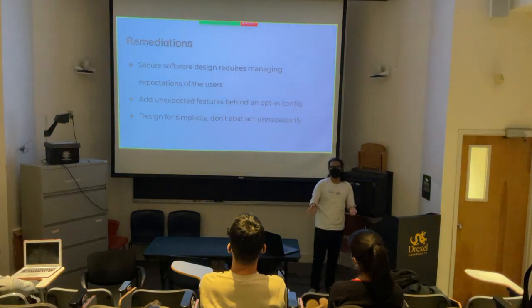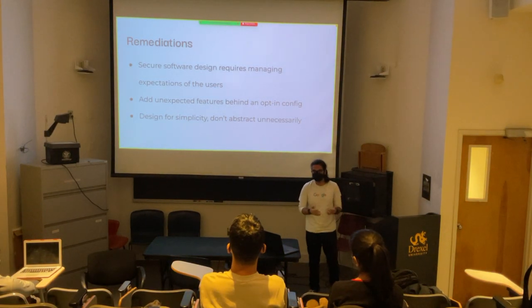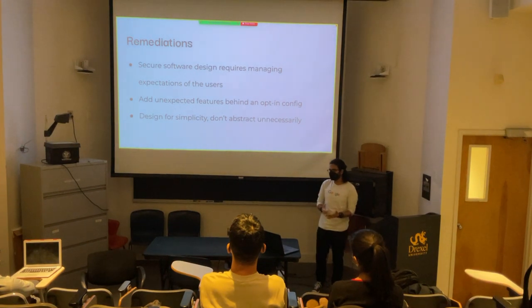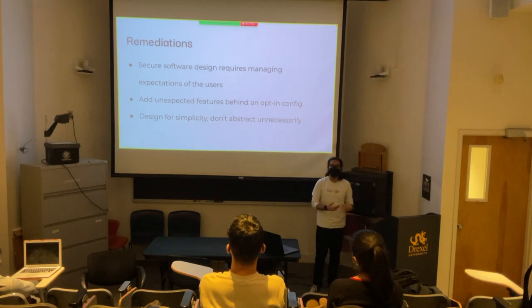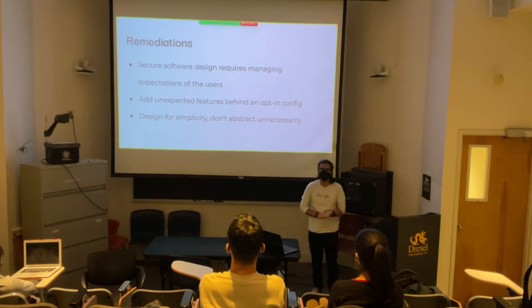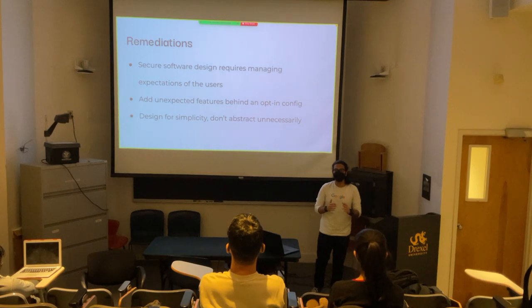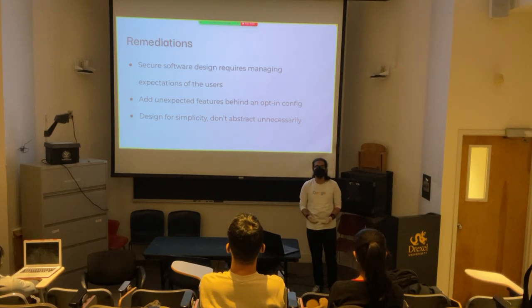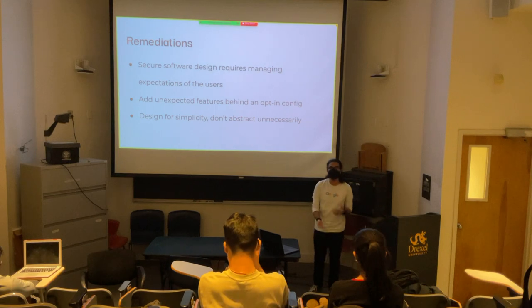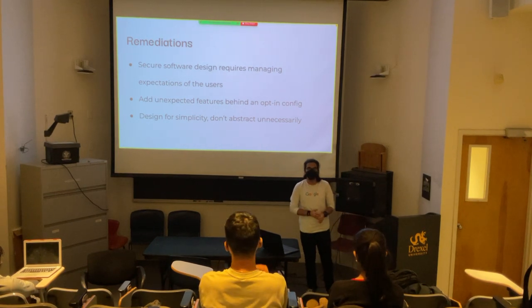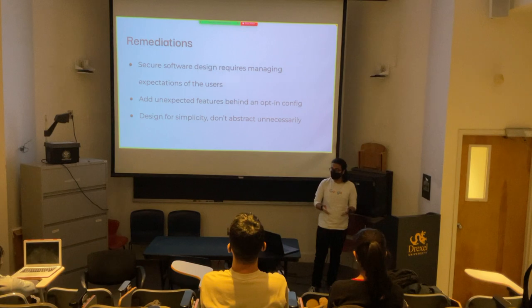But cool. So, problems aside, how do we fix things like this? Essentially, there's no one fix to it. The idea is to design software by managing expectations of users as well, and then add unexpected features behind an opt-in kind of thing. To translate this into an example, if you're using a Linux system, you don't want to give every user sudo privileges. You might trust them, but even if they mistype something, it can lead to a lot of unnecessary things happening on the system.